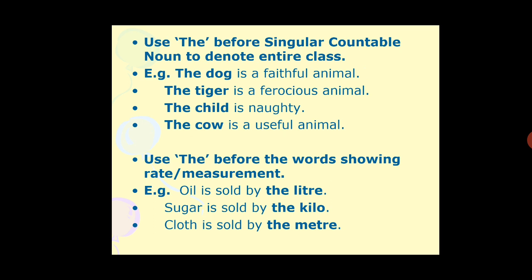See next, use the before the words showing rate or measurement. Sometimes if you want to show rate or measurement, then also you have to use the definite article. Oil is sold by the liter, sugar is sold by the kilo, cloth is sold by the meter. So here liter, kilo, meter, they are rate or measurement, and that's why the definite article is being used here.